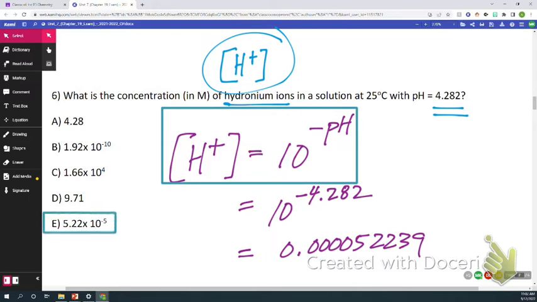It's E, right? First of all, it's got to have 5, 2, 2. And then it's a negative 5 exponent. If you look, it's a negative 5 exponent. So it's 1, 2, 3, 4, 5. It's a small number, so times 10 to the negative 5 power.